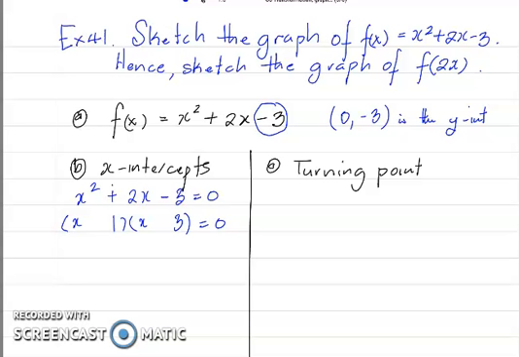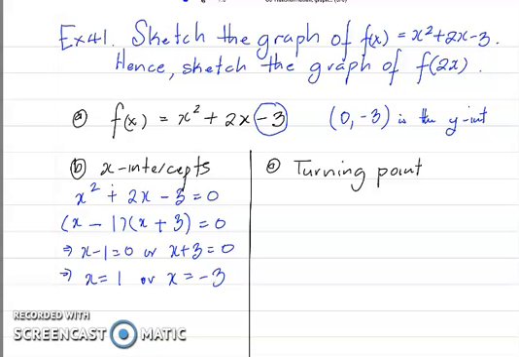3. One of them must be negative because it's minus 3. Now, since the 2x is positive, it's the 3 that's going to be positive and the 1 that's going to be negative. Therefore, x minus 1 is equal to 0, or x plus 3 is equal to 0. Therefore, x is equal to 1 and x is equal to minus 3 are my x-intercepts.